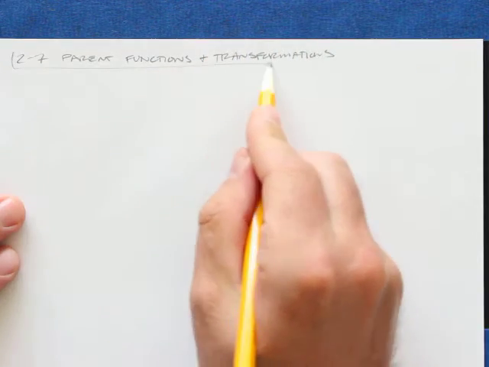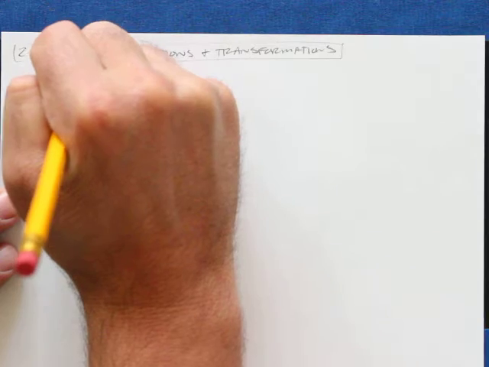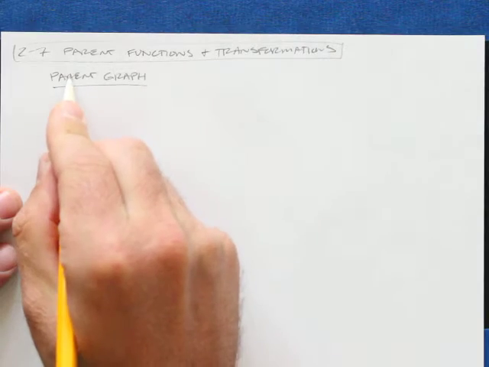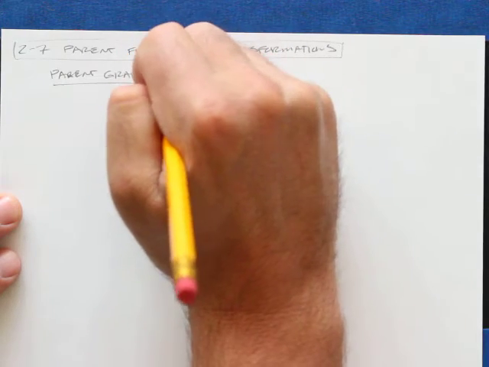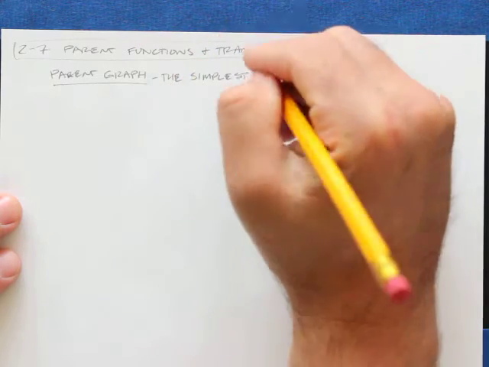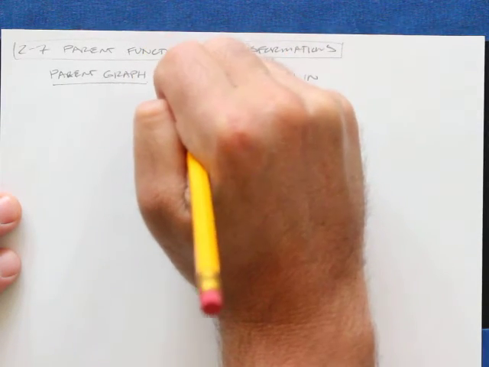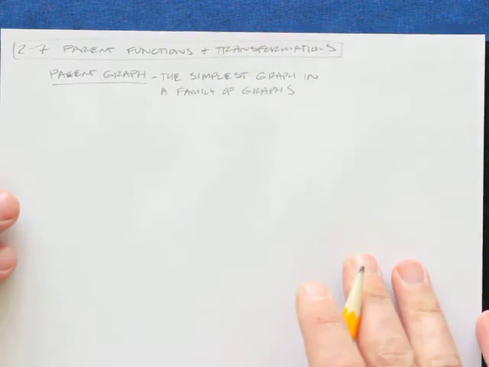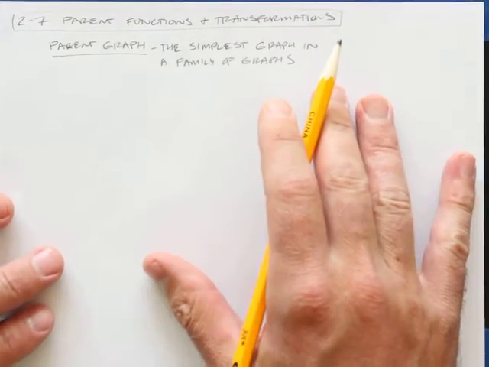Parent functions and transformations. So let's talk about what a parent graph is. What is a parent graph? A parent graph is the simplest graph in a family of graphs. So let's look at what some parent graphs might look like, or we can also say parent functions.